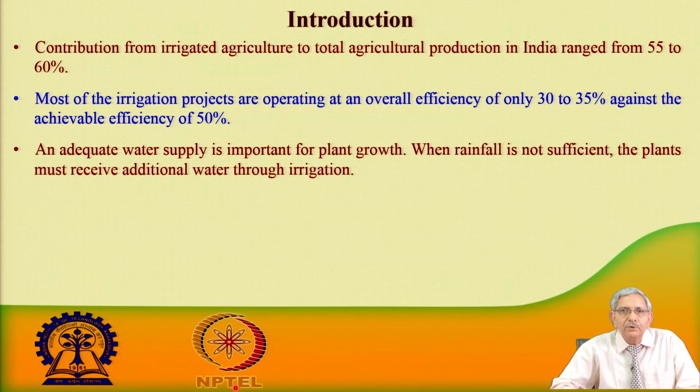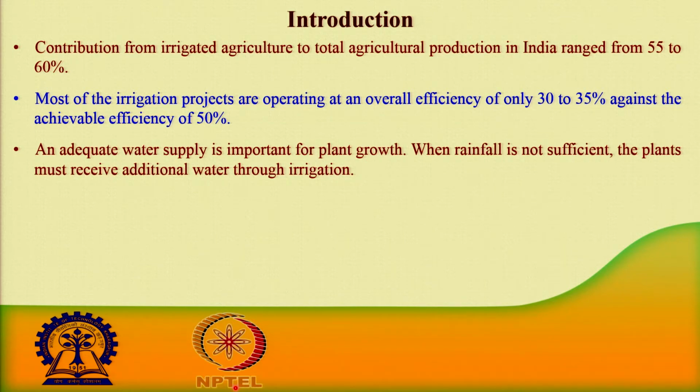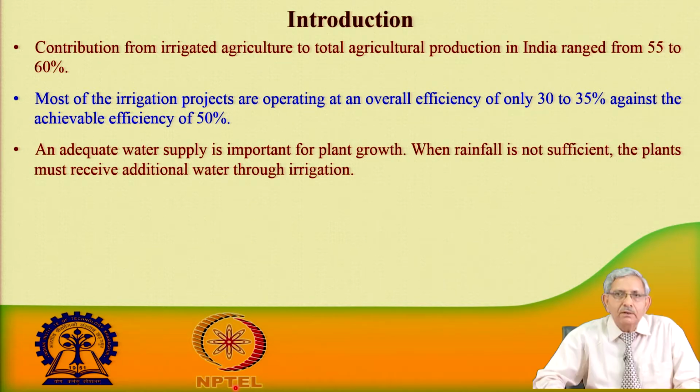As we know, the contribution of irrigated agriculture to total agriculture production in India ranges from 55 to 60%. And if we are interested to use this water effectively, the contribution of irrigation water can bring more area under irrigation.